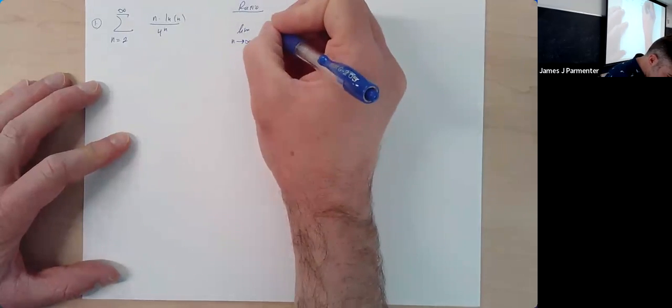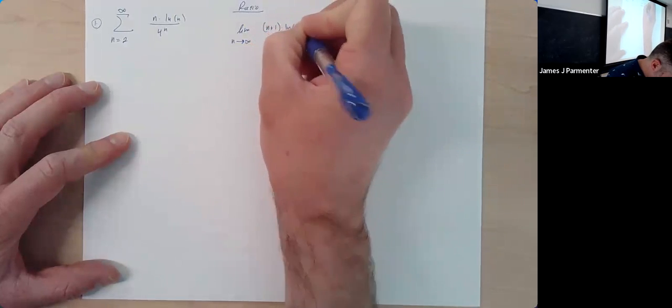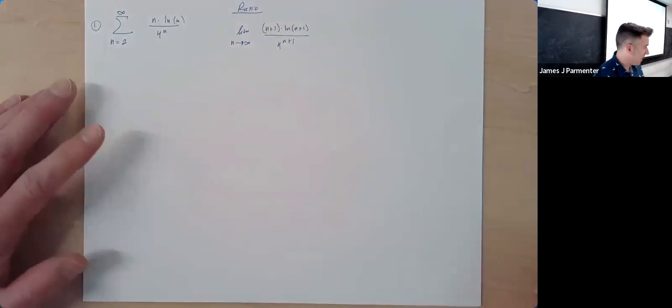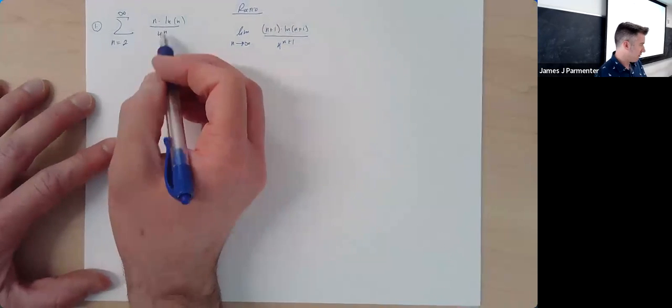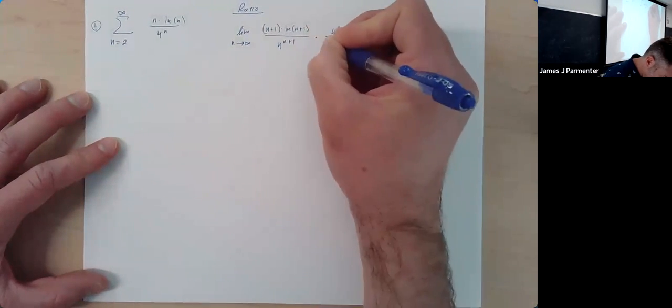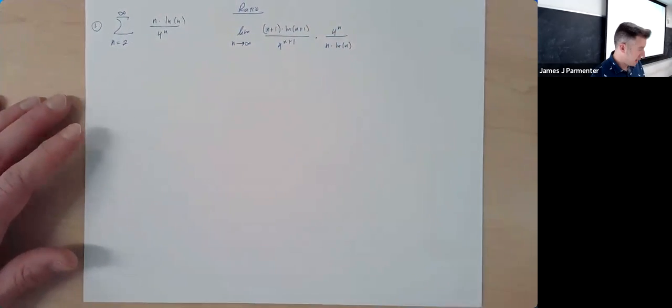Okay, here's my n+1 term. So n+1 times the natural log of n+1 over 4 to the n+1. And instead of dividing by n times natural log of n over 4 to the n, we're going to multiply by the reciprocal: 4 to the n over n times natural log of n. And then we're going to combine similar things.